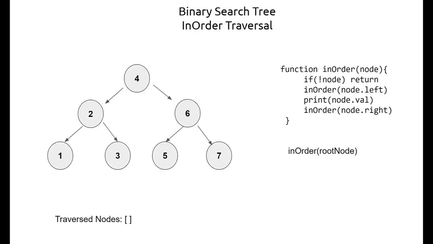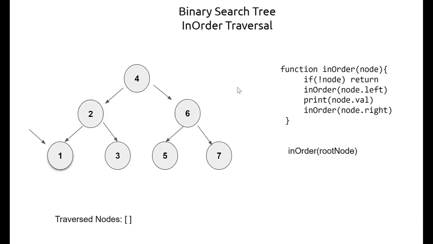So first, we call the in-order function with the root node of the binary search tree, in this case being node 4. Then we recursively call our function with the left node of this root, in this case being node 2. After that, since we already are in a recursive function, we now call it with the left pointer of this node, which is node 1.